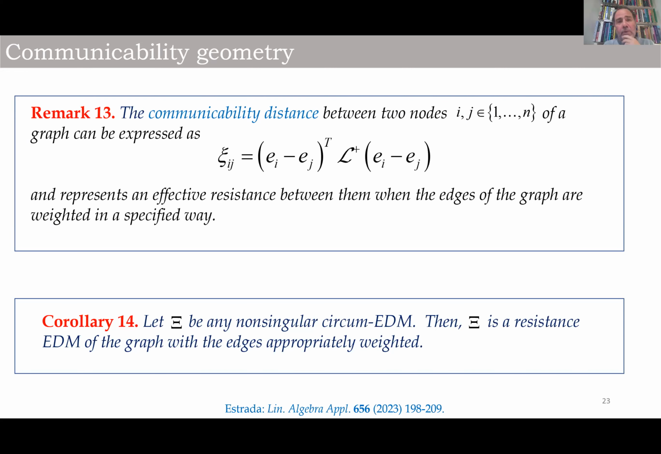So this is what we are remarking here, and by extension, you can say that if this matrix here is any non-singular circum-Euclidean distance matrix, then it corresponds to the resistance Euclidean distance matrix of a graph with the edges appropriately weighted. Here, the weights can be positive or negative, and you can figure out that there are attractions and repulsions between the nodes, but this is not important for what I am going to present here.